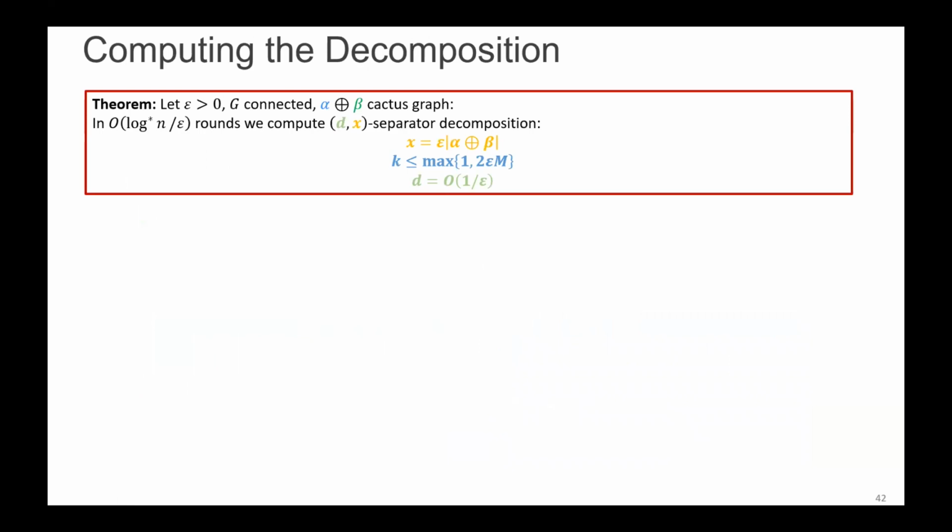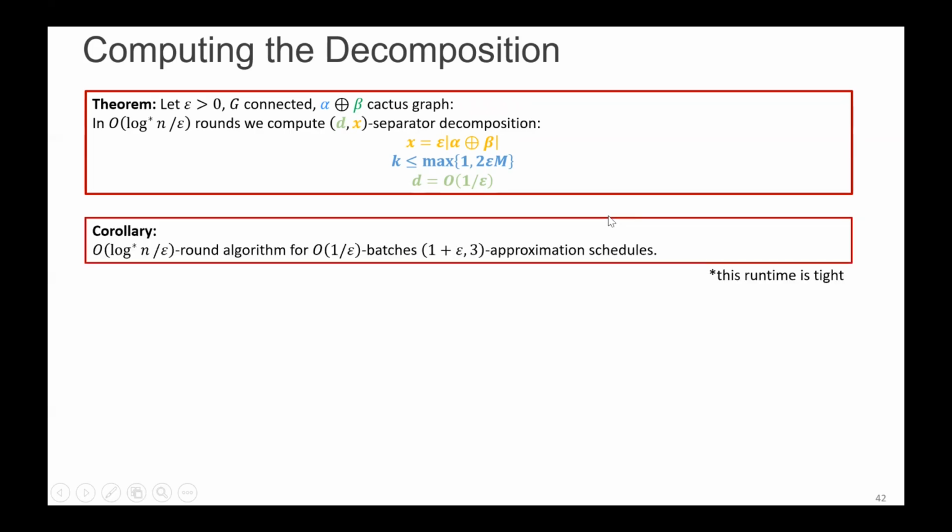For computing such decompositions, we can basically get all these parameters small. We can compute these decompositions very efficiently if the symmetric difference of the vertex covers is a cactus graph, and this is true for quite a large class of graphs. Then in log star n over epsilon rounds, we can compute the d comma x separator decomposition, where x is just an epsilon fraction of the symmetric difference. The number of clusters is just epsilon times the size of the vertex covers. And the diameter is also just 1 over epsilon. So all these parameters are actually pretty good.